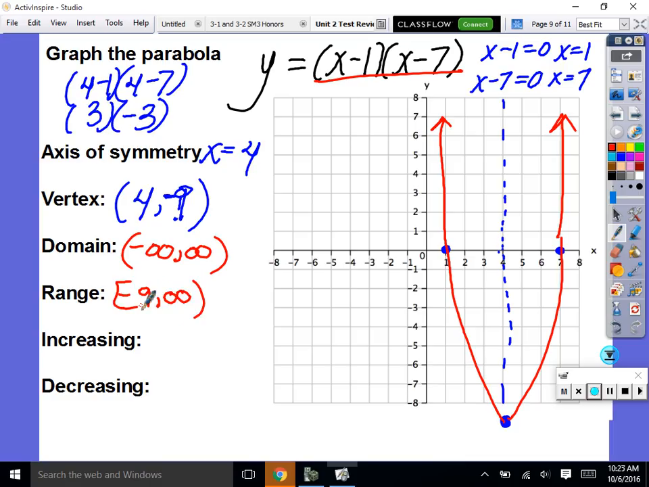It's increasing from, now remember, it's x values where it's increasing. Isn't it increasing from 4 to positive infinity? You'd be walking uphill. So we're increasing from 4 to positive infinity, and increasing and decreasing always get parentheses. Decreasing would be going downhill from negative infinity up till we hit the x value of 4. Everybody good with that one?